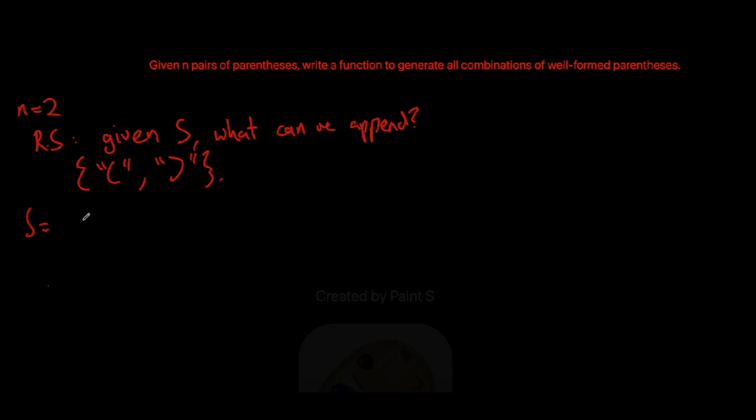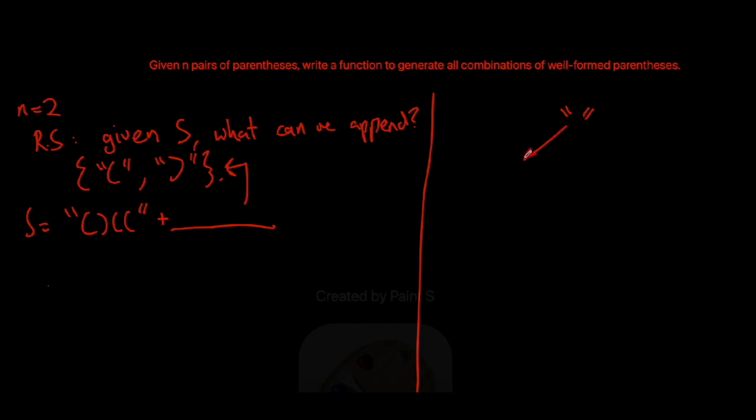So if s were to equal something like this, we're simply asking what can we add next? And it must be one of these 2 characters. Now let's draw out what our recursive tree might look like. At the top level, the root of the recursion will look like an empty string. We'll branch out into 2 subproblems, the first one being the result of adding an opening bracket, and the second one being the result of adding a closing bracket.